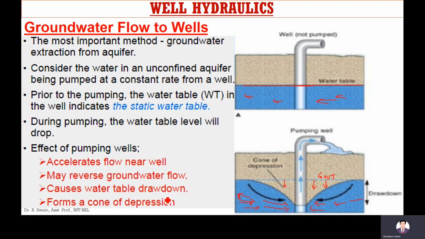So it causes a water table drawdown. It will be maximum near the well, and if you go away from the well, the drawdown decreases. So this is called drawdown. It forms a cone of depression. This curve is called the cone of depression.